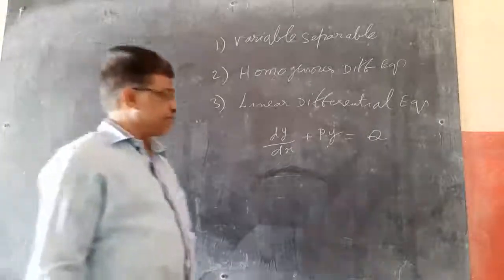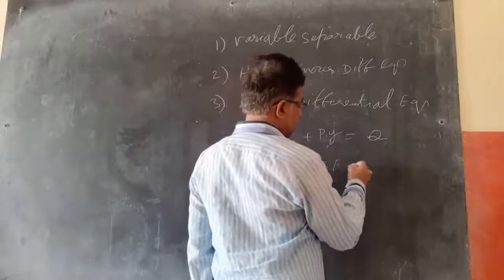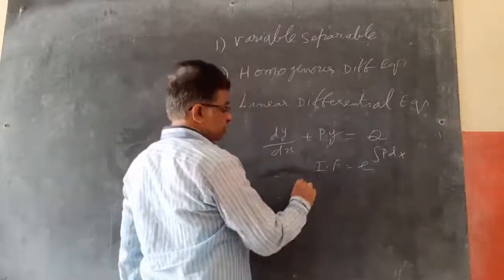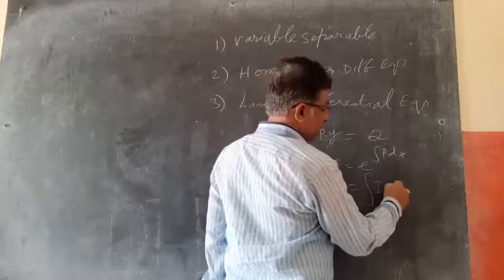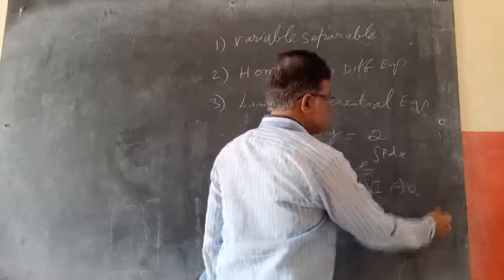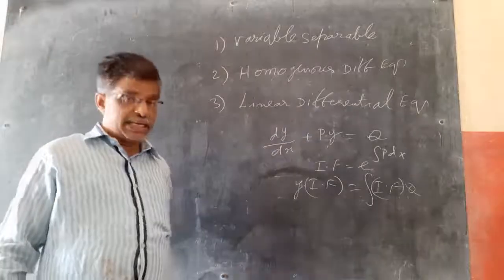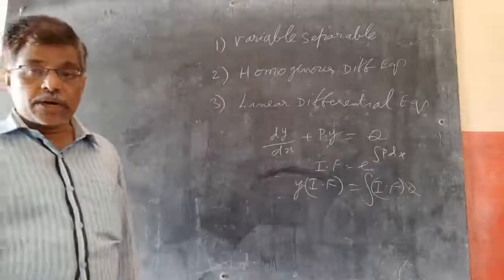To solve a linear differential equation, we will find the integrating factor, IF, equal to e power integral of p dx, and the general solution is y into IF equal to integral of IF into q dx. All these we will discuss later on separately, don't worry. So the third type I want to say is linear: dy by dx plus py equal to q, where p and q are functions in x.